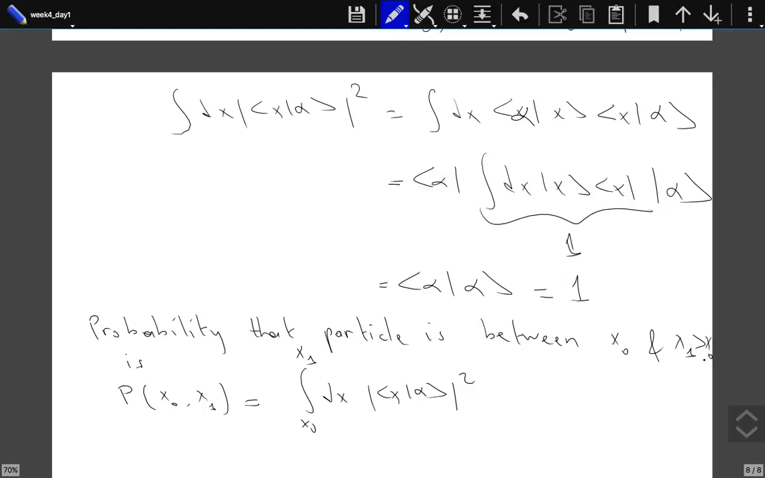So this will be our probability interpretation in the case of the discrete and continuous spectrum. In the case of the discrete spectrum, the coefficients squared gave us the probability. In the case of the continuous spectrum, the coefficient squared gives us the probability density, whose integral gives us the probabilities.